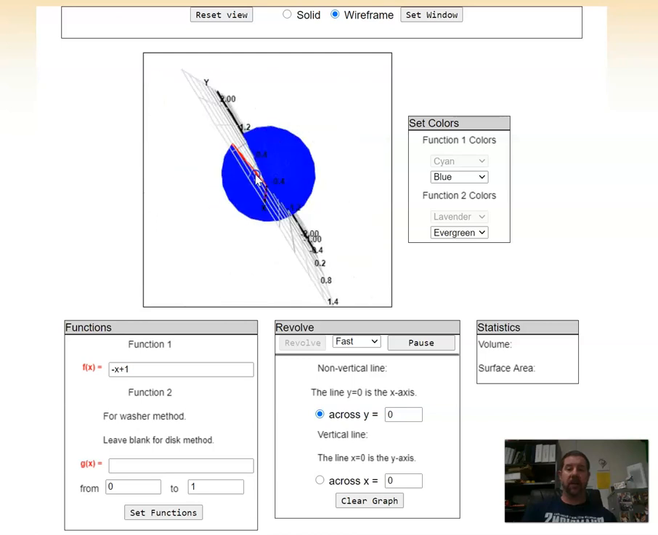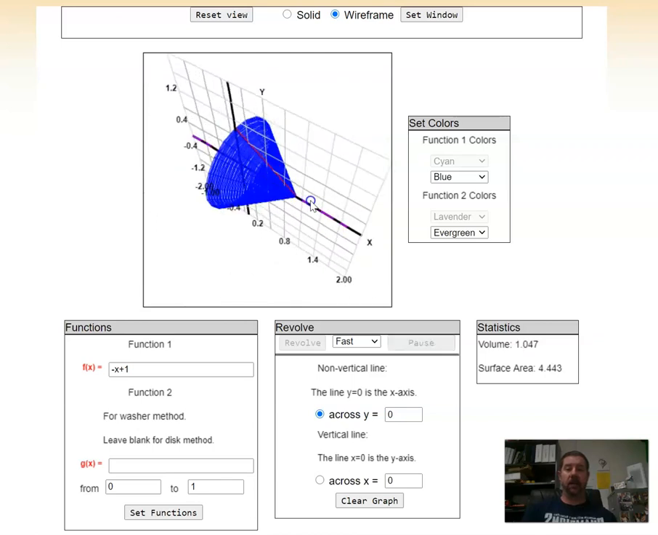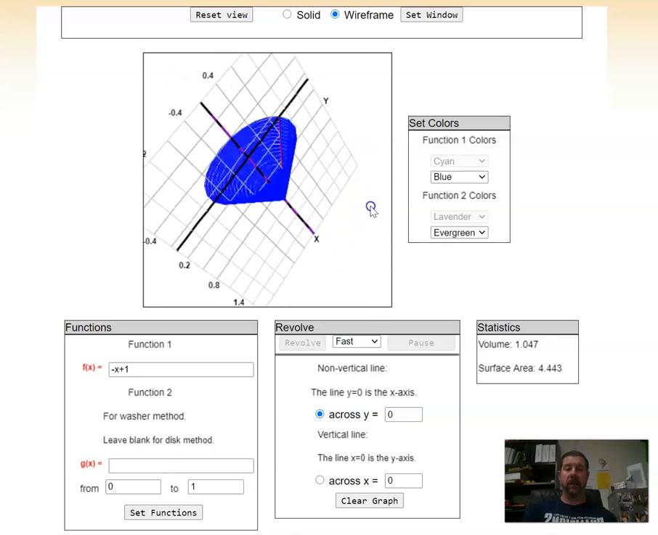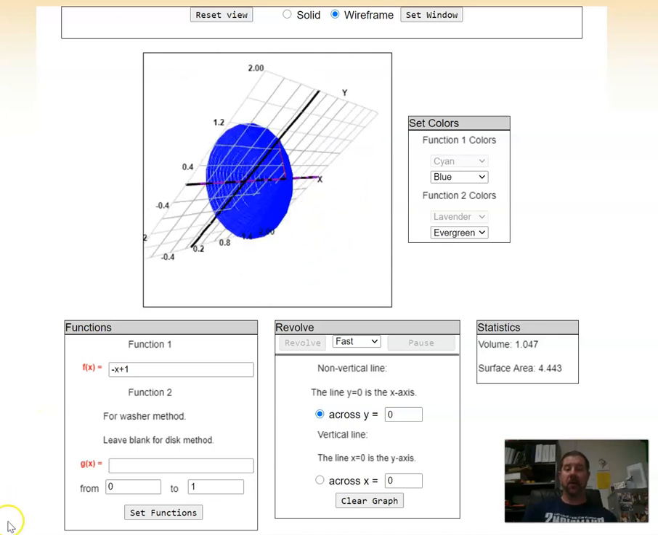So hopefully you get an idea now of what this kind of looks like here. Alright, that might be the best view there. Alright, so now let's go find the volume of this.